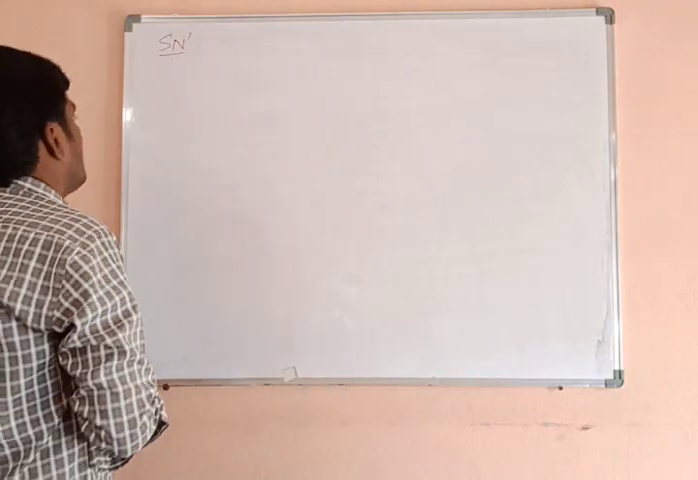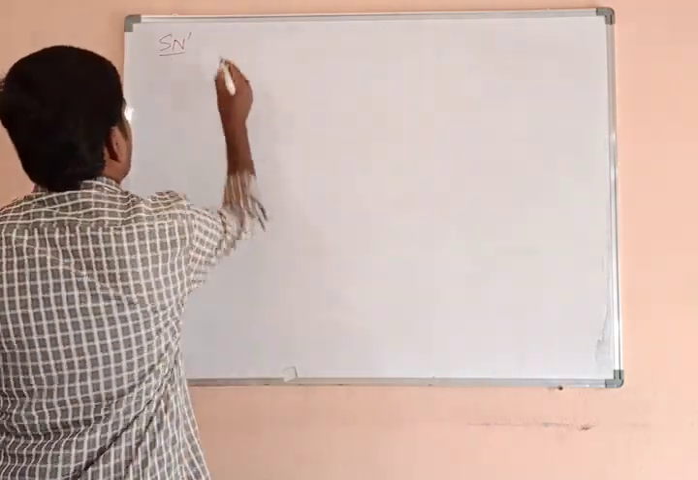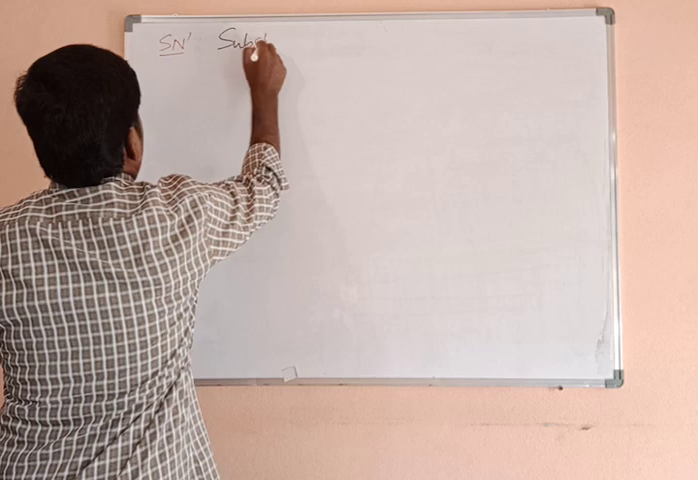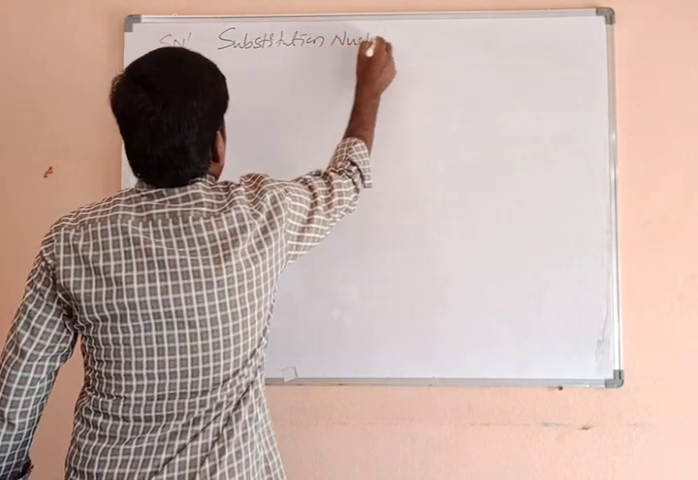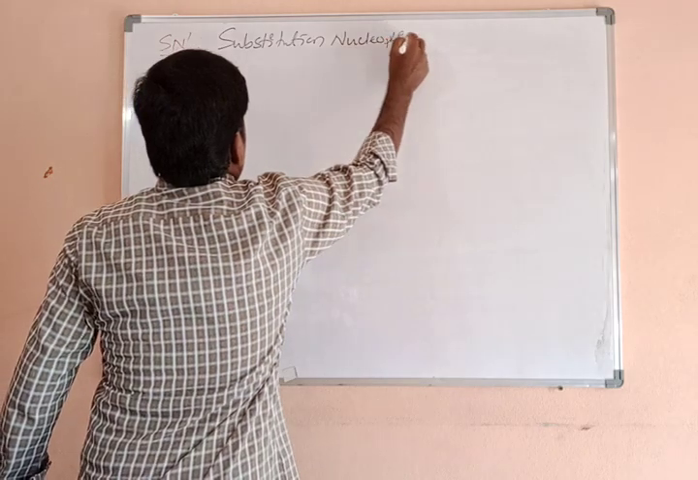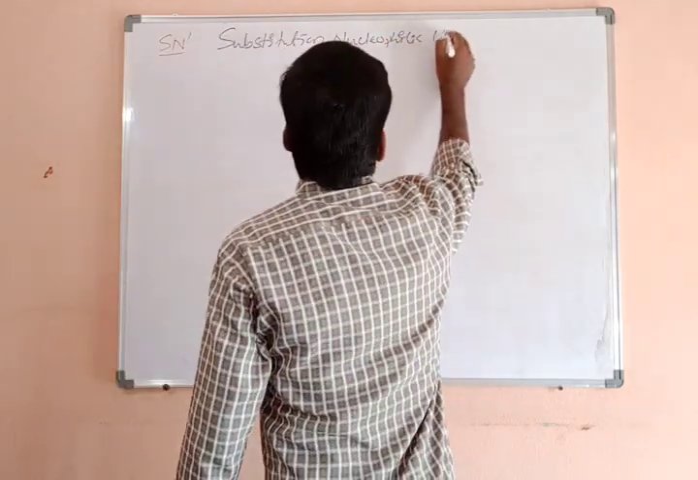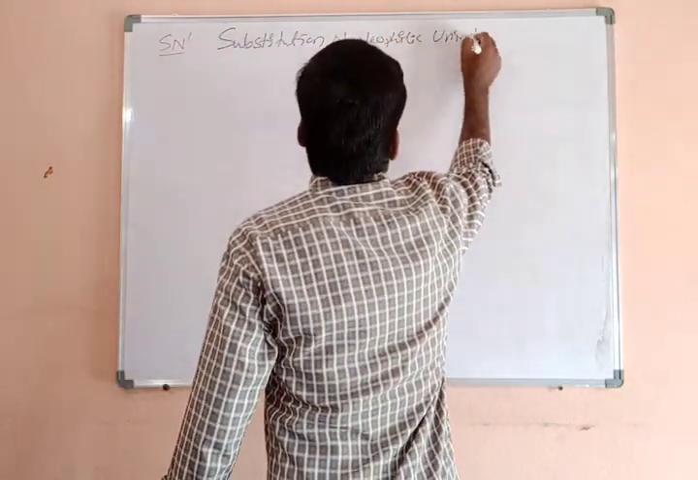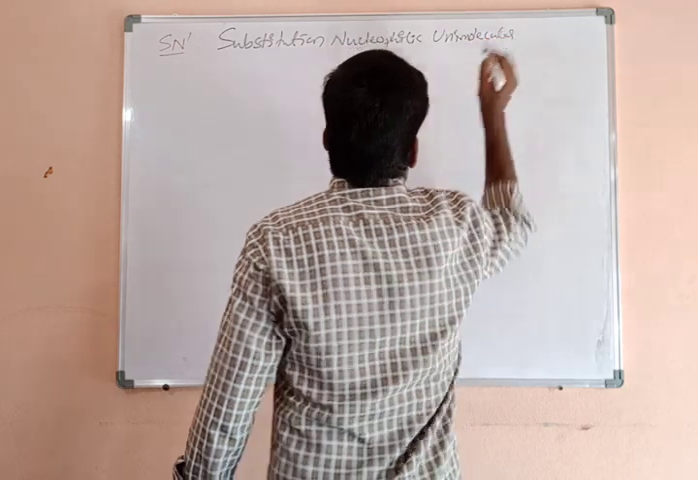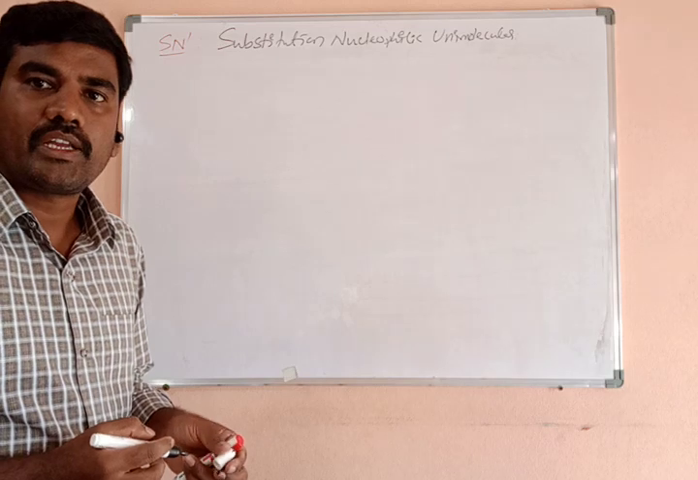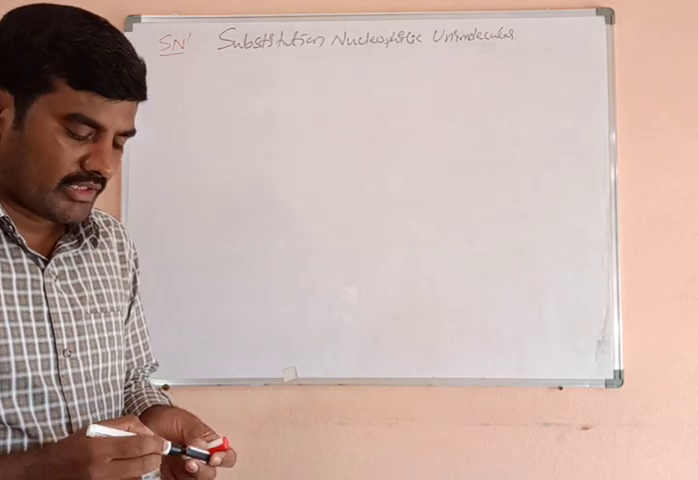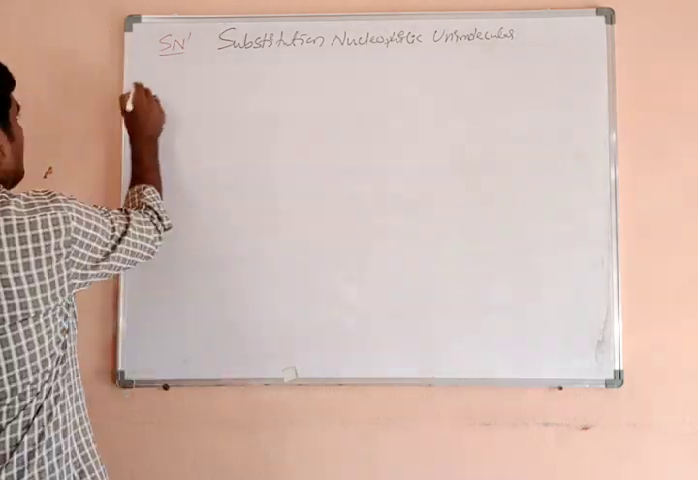SN stands for substitution nucleophilic, and 1 stands for unimolecular. SN stands for substitution nucleophilic and 1 stands for unimolecular. Let's take an example for this reaction.